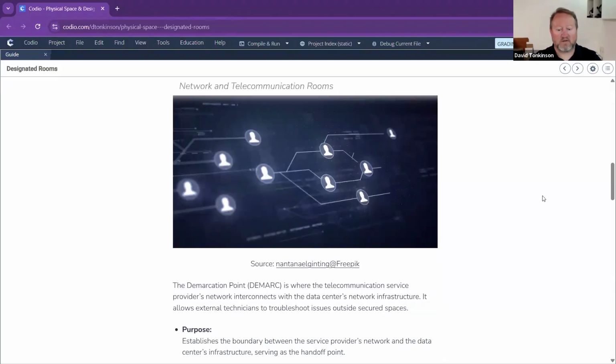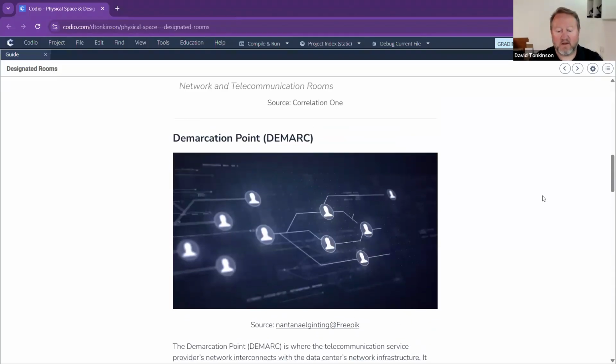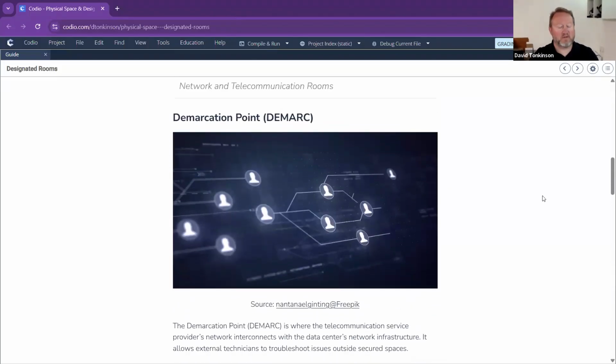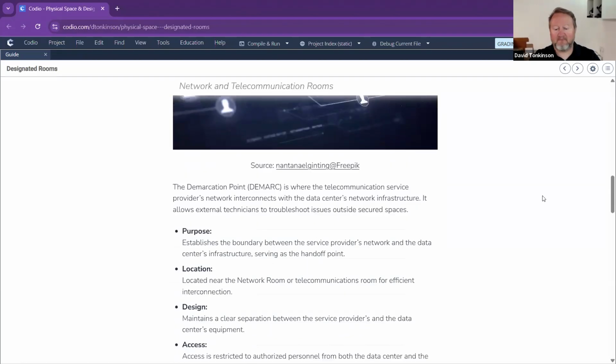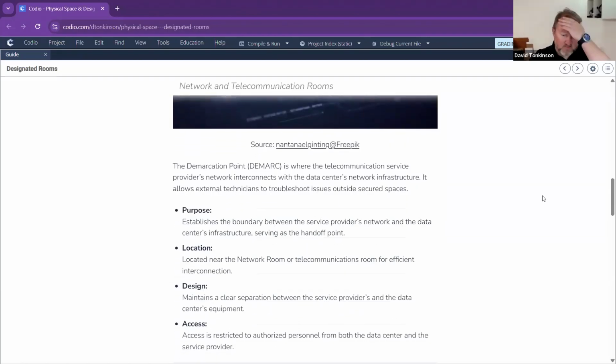Within this network infrastructure that we're talking about, we have what's known as a demarcation point. So the demarcation point is a telecom service provider's network connections with the data center infrastructure. It allows external technicians to troubleshoot issues from outside the secure space.